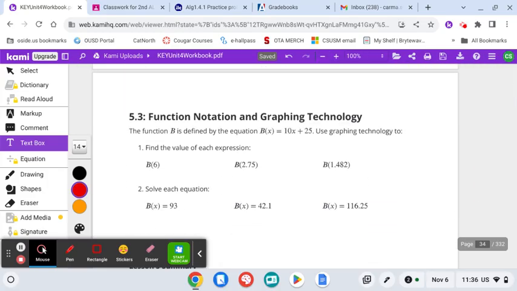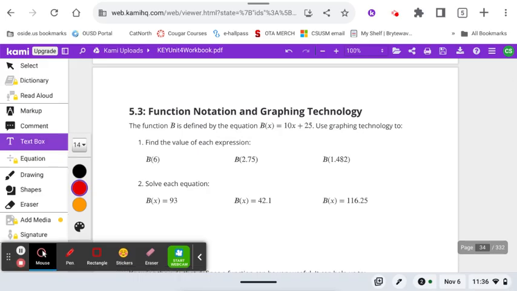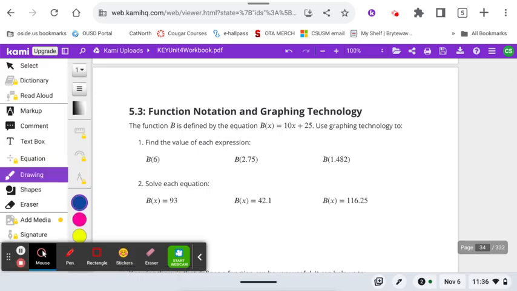On this last section here of function notation and graphing, you are just going to plug in 6, plug in 2.75, plug in 1.482, and then do the output ones. So first we're testing inputs, then we're testing outputs. So take a minute to plug in 6, to plug in 2.75, and to plug in 1.482. And then on these output ones, it means we put it before the equal sign and we solve backwards for x.